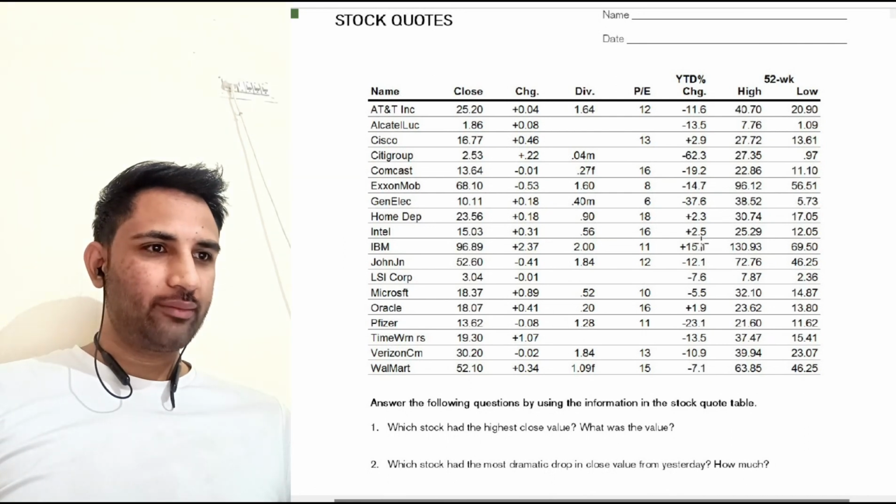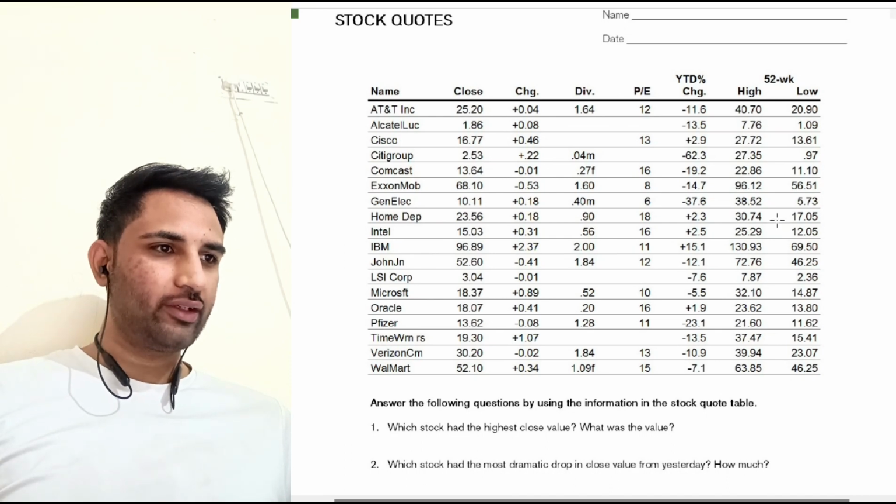Next one is IBM. The closing price is 96.89. Change is 2.37. Dividend is $2 per share. PE is 11. Year to date change is positive 15.1%. 52-week high and low are 130.93 and 69.50.